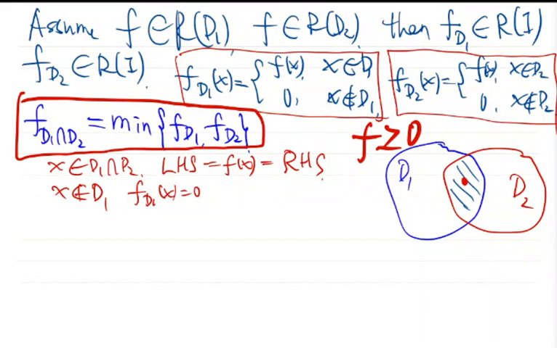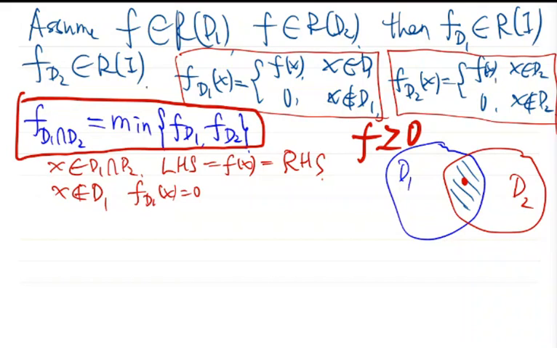Because f D2 might be 0 or might be positive. Because our function f is non-negative, f D2 of x could not be negative. So the minimum of 0 and a non-negative function is 0. So in this case, both sides are also 0. So this means that the equality is also true if x is not a point in the intersection. So this proves this equality, the equality in the red box.